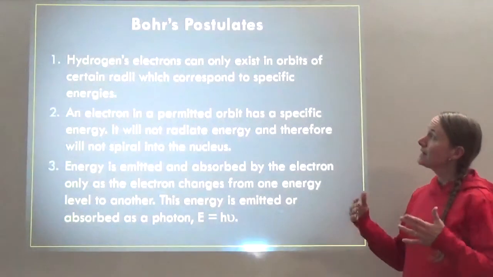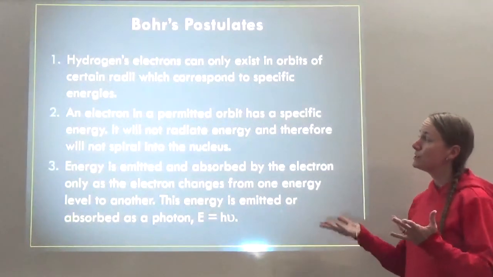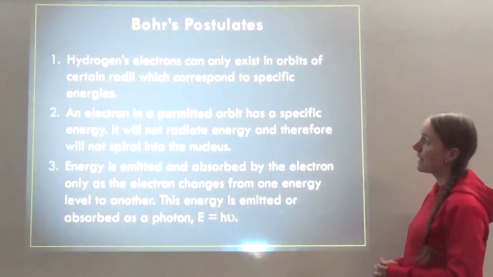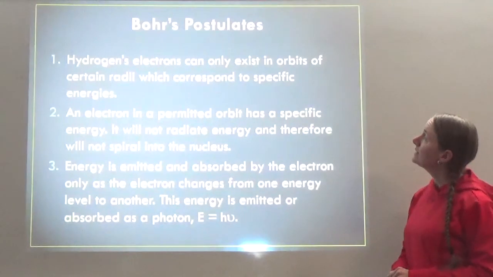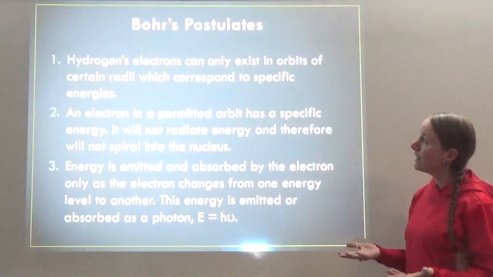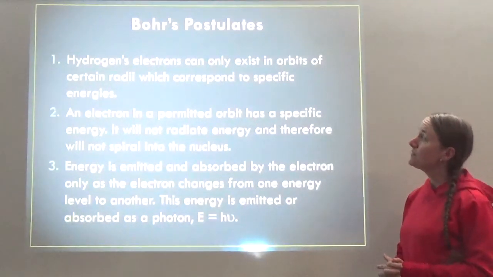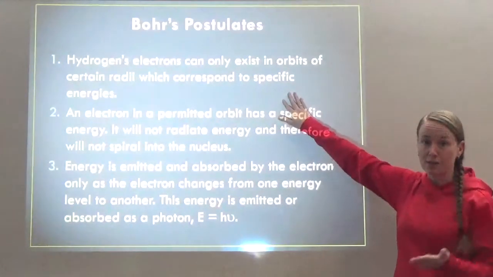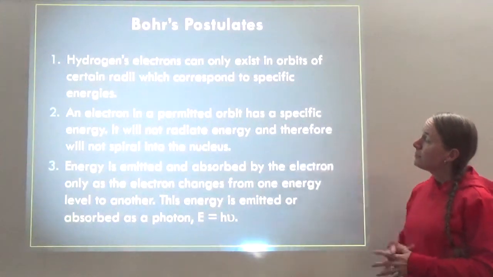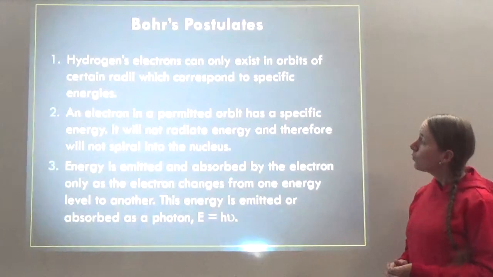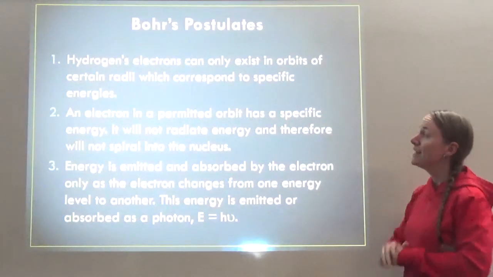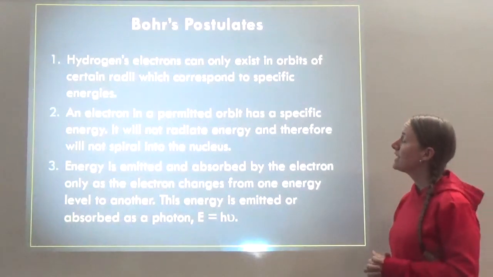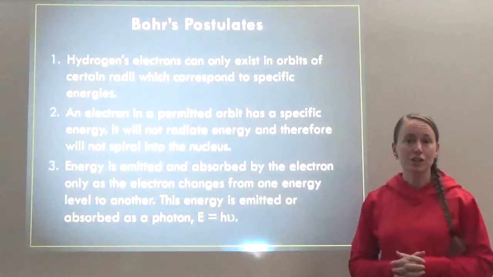So Bohr had some postulates when he was doing all of his studies on the hydrogen atom. The first part is hydrogen's electrons can only exist in orbits of certain radii, which correspond to specific energies. So here is his energy level idea. The second part is an electron in a permitted orbit has a specific energy, hence the reason we call it energy levels. It will not radiate energy and therefore will not spiral into the nucleus.